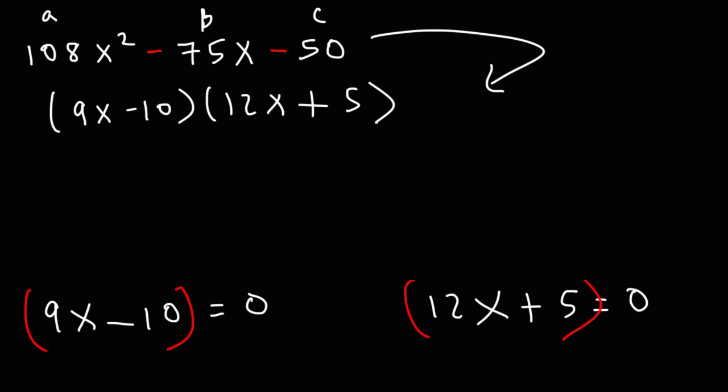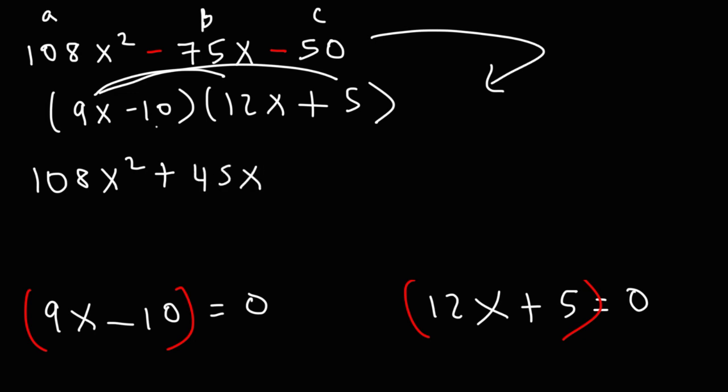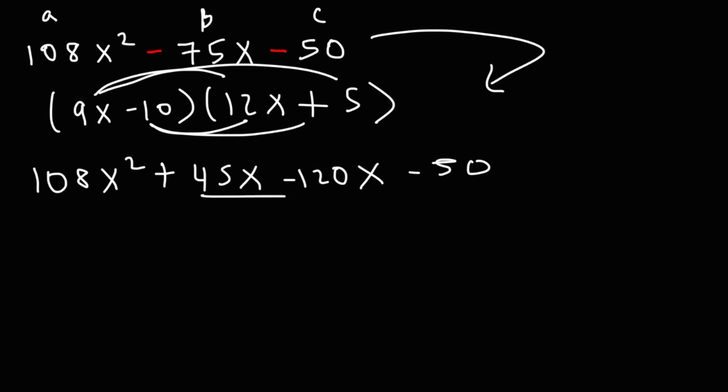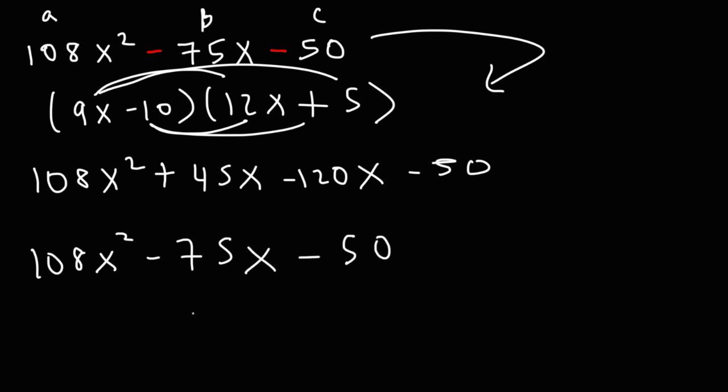Let's go ahead and FOIL these two binomials. 9x times 12x, 9 times 12 is 108, so it gives us 108x squared. And then we have 9x times 5, which is 45x, and then negative 10 times 12, that's negative 120x, and then negative 10 times 5 is negative 50. Now, combining the two middle terms, 45 minus 120, that's going to give us negative 75x. And so, as you can see, this is indeed the answer.